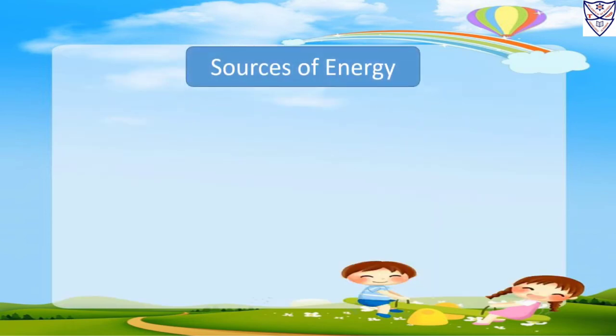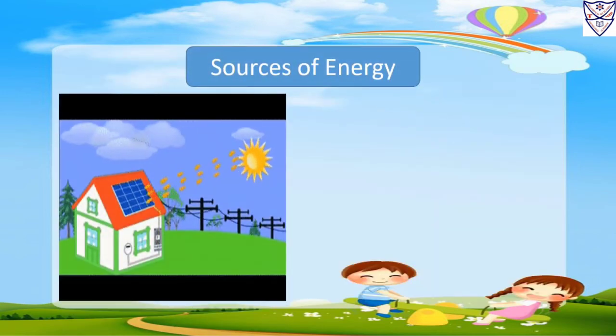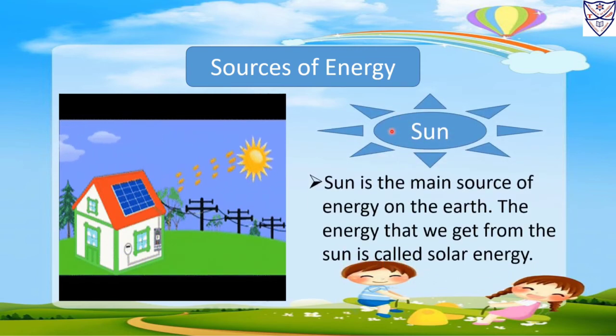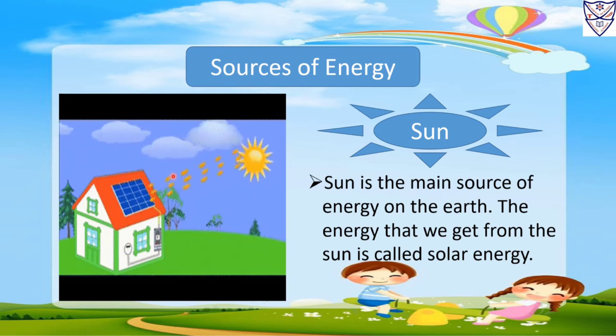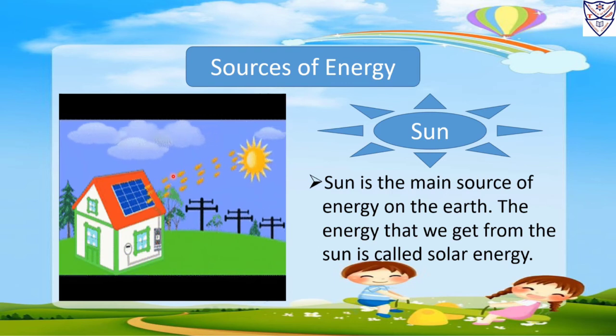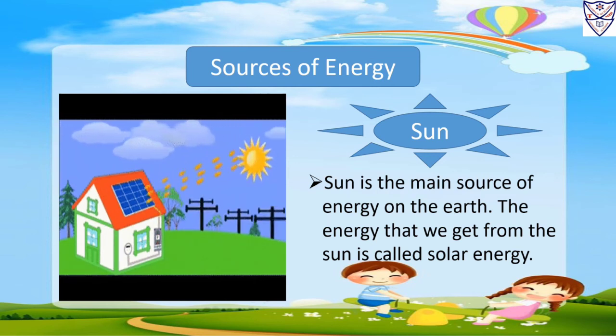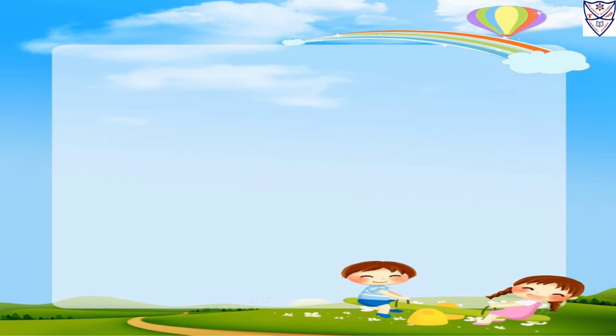Sources of energy. Sun. The sun is the main source of energy on the earth. The energy that we get from the sun is called solar energy. Plants use solar energy to make food with the help of their leaves. Food has energy stored in chemical form. We also get heat and light energy from the sun. Solar energy can be used to generate electricity.